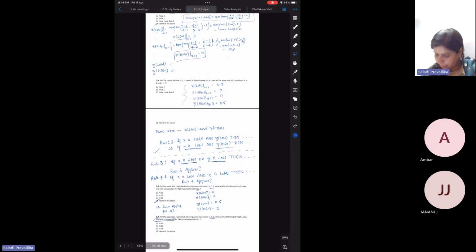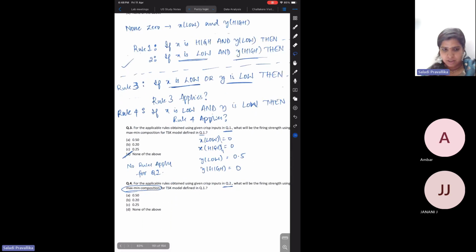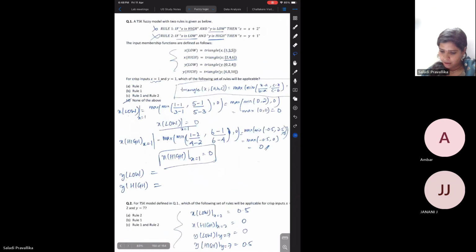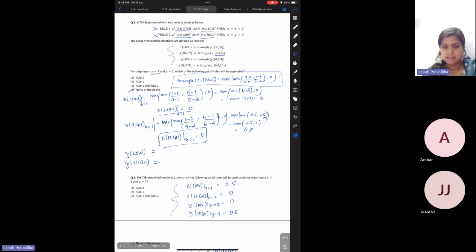Just remember the fourth question. So you need to find the firing strength and the composition is maximum composition, for the values in Q2, that is x equal to 2 and y equal to 7. And for these two rules, rule 1, rule 2, what is the firing strength?